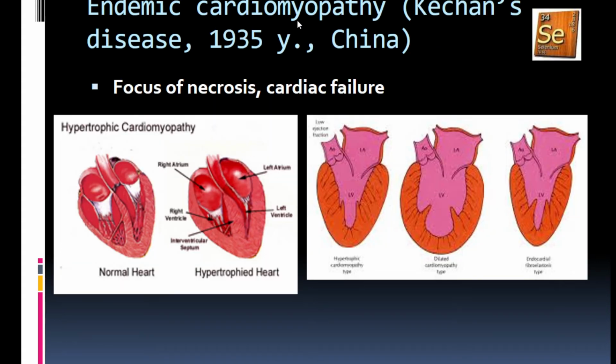For example, endemic cardiomyopathy or Keshan disease in China. And you can see here how the heart looks in this case. It's a normal heart, it's a hypertrophied heart, and here as well. And the result of that may be cardiac failure.